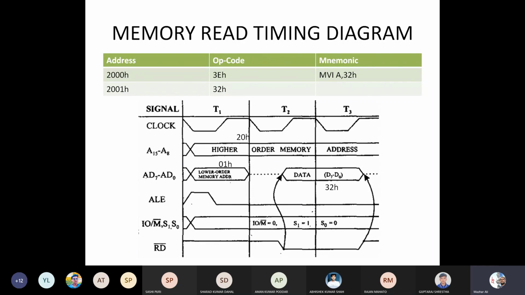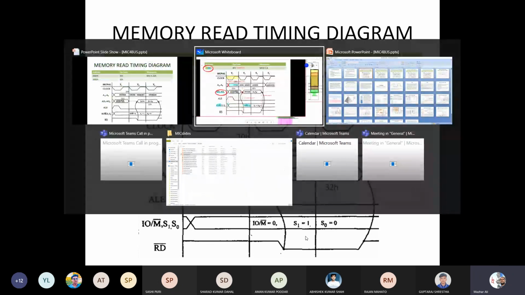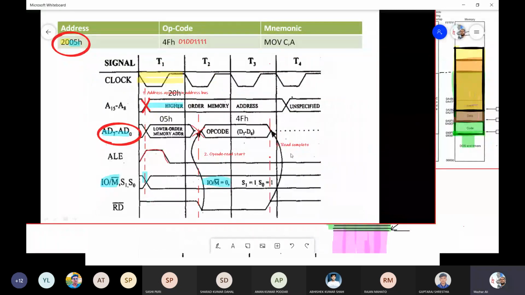Currently, this example is not so valid because this 32H is part of the instruction. So somebody could say that this is still opcode fetch. But we can use this example to illustrate memory read. Let me say that if you are reading a value, move A, bracket 1234H, this would be a very appropriate example.